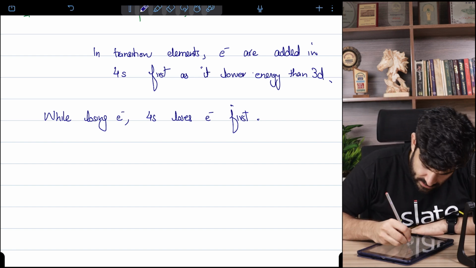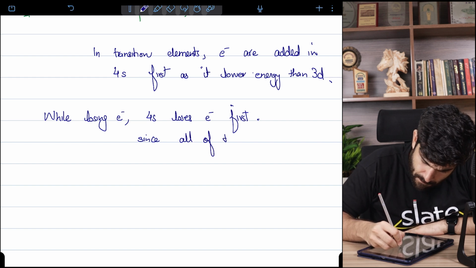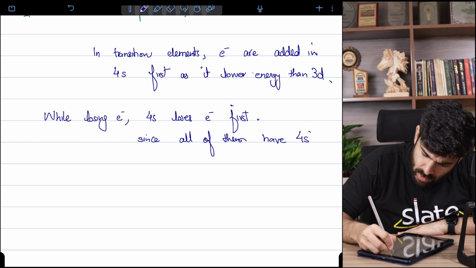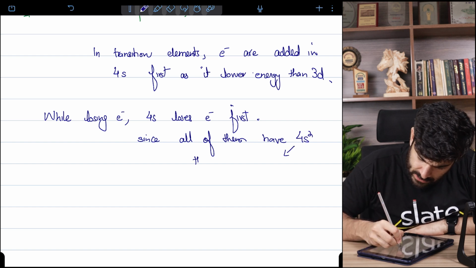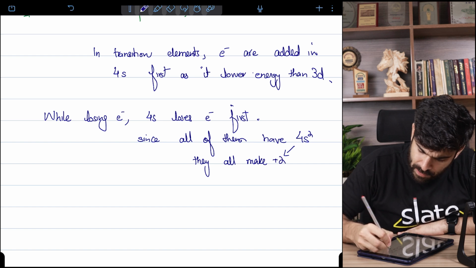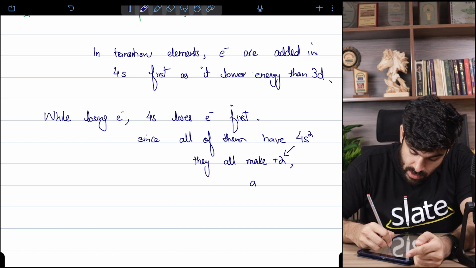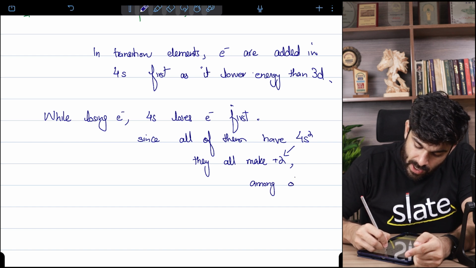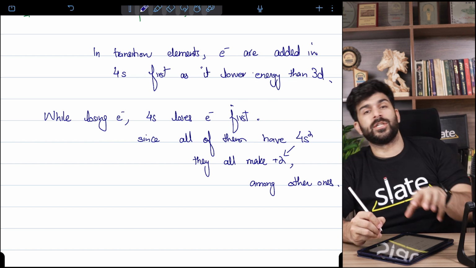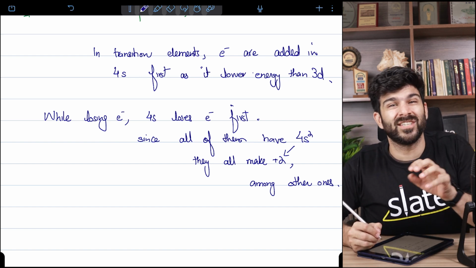So since all of them have 4s2, they all make +2 among other oxidation states. Among other ones, that is, there are more oxidation states as well. O levels, transition elements, variable oxidation state.